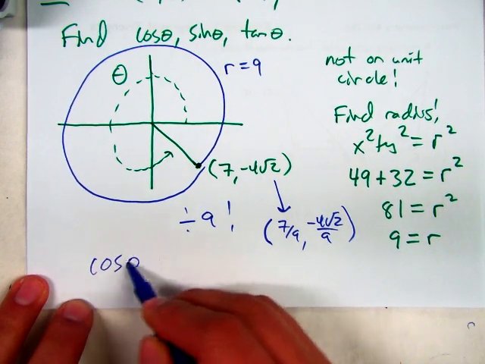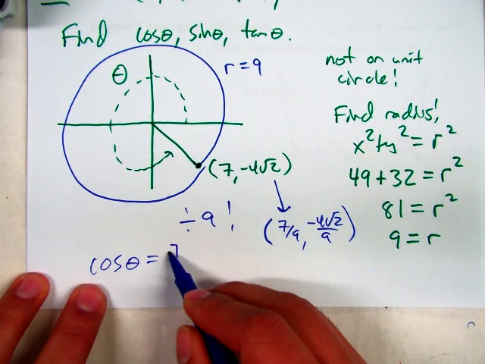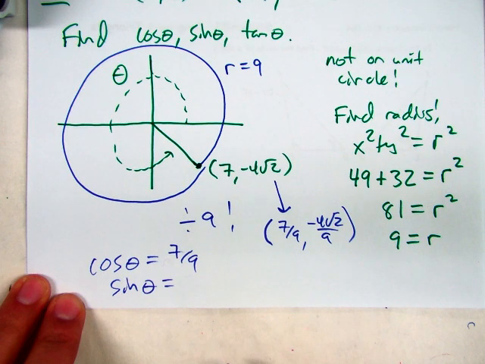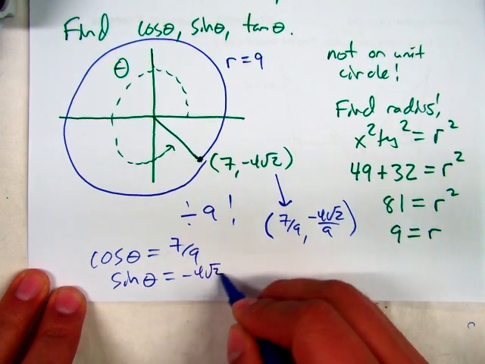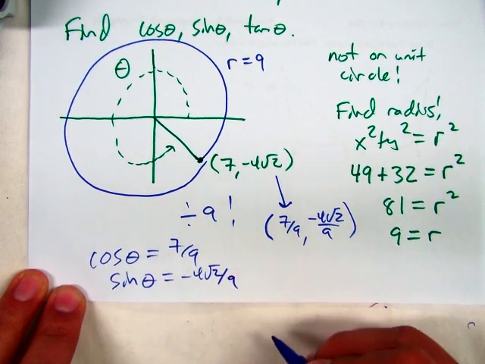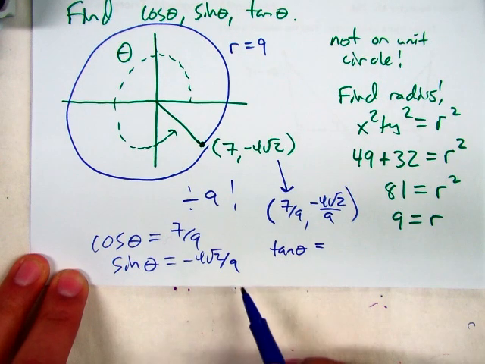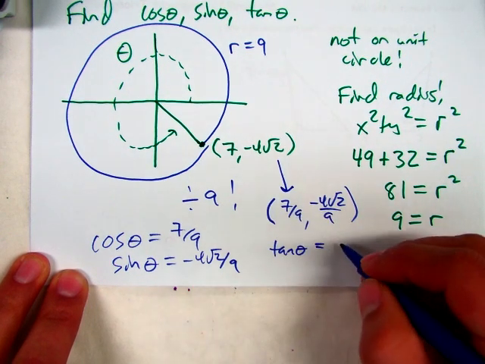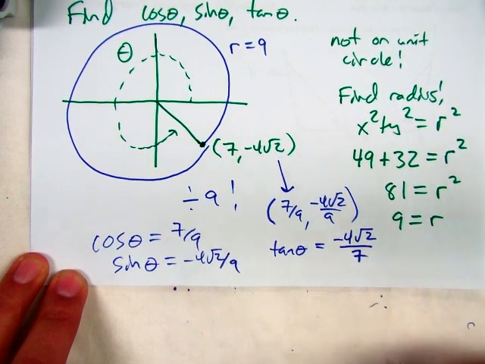Okay, so now look. Easy. Cosine theta tells us to look at what coordinate? So what's cosine? Piece of cake. Sine theta is negative 4 root 2 over 9. And then tangent means to do y over x. So it'll be negative 4 root 2 over 7.